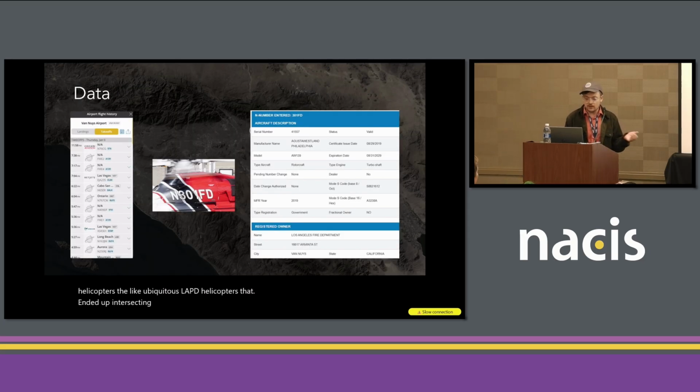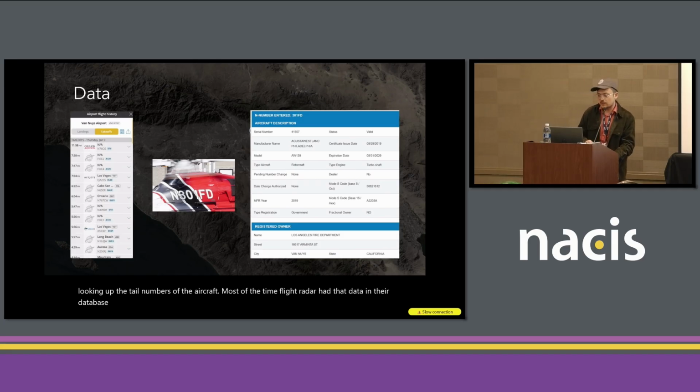I used FlightRadar to filter it down, looking at some airports in the area and looking at their arrival and departure logs for those days, and then looking up the tail numbers of the aircraft. Most of the time, FlightRadar had that data in their database, but for some aircraft, I would just look up the tail numbers with the FAA's database to get the owner and then be able to identify if it was involved in firefighting operations on the day that we were looking at.